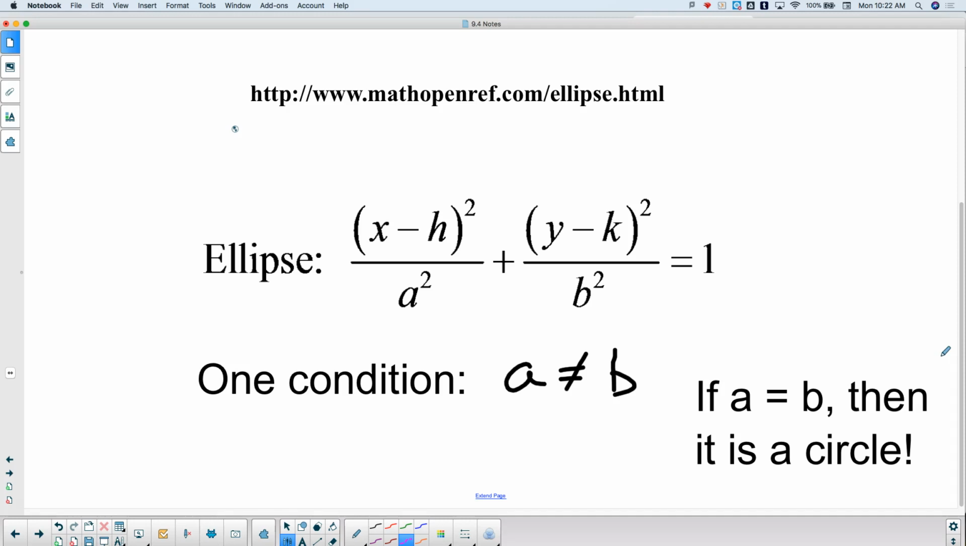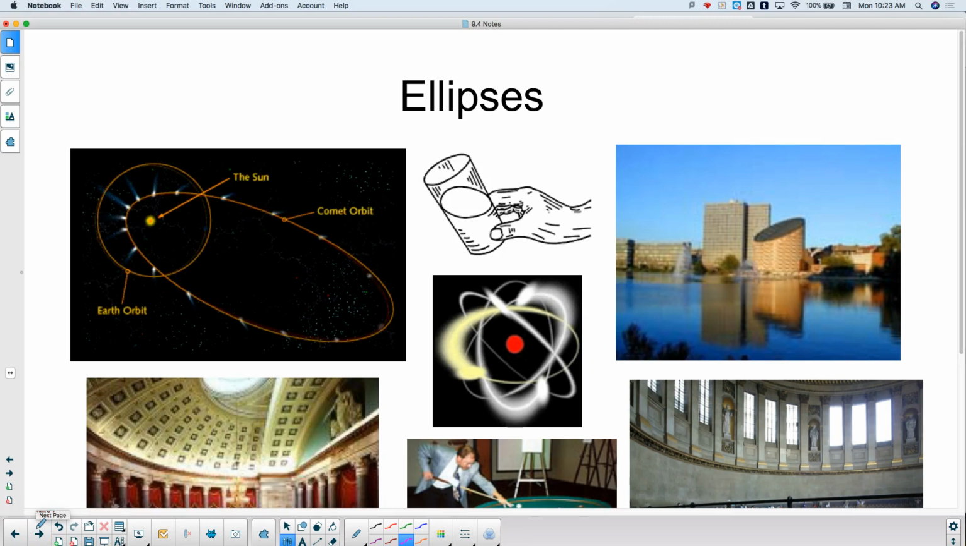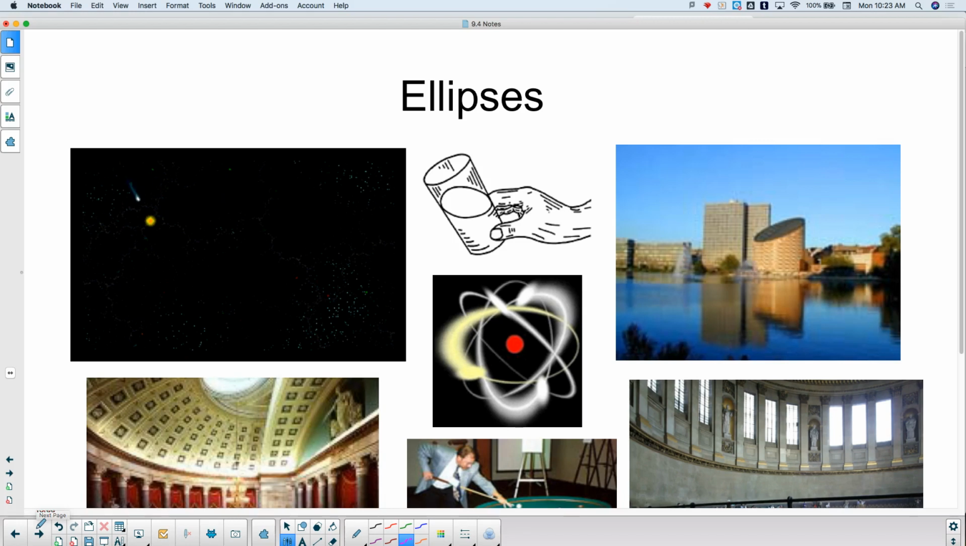Anybody give me an example of elliptical things in life? I just gave you 3 of them. None? We'll go left to right, top to bottom. Top left. The movement of a comet around a celestial object is in elliptical fashion.